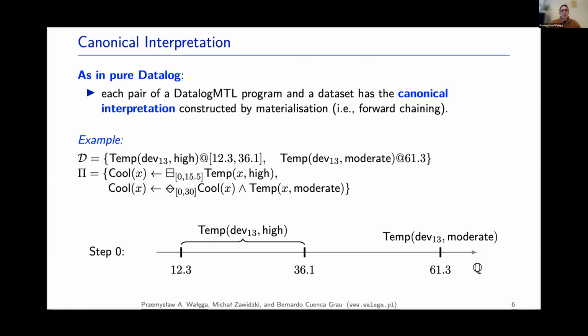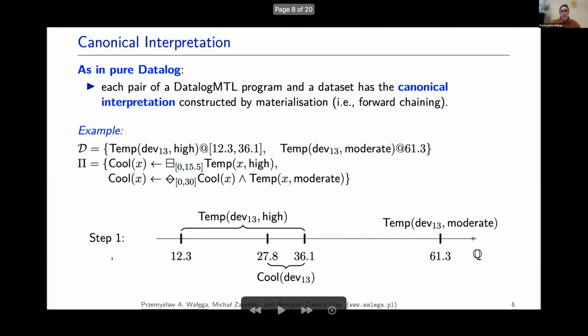So in step 0 of this construction, we have facts that come from the dataset only. But then we can observe that we can apply the first rule of the program, and this in step 1 allows us to derive cool of device 13 in the interval presented in the picture. But then it allows us to apply the second rule. And if we apply the second rule, we obtain in the second step of this construction cool of device 13 in 61.3. Then we can observe that no more rules can be applied, a fixed point is obtained. And so this is our canonical interpretation.